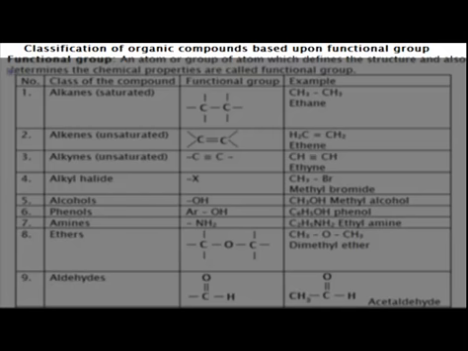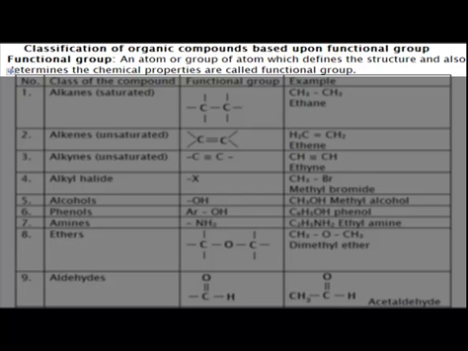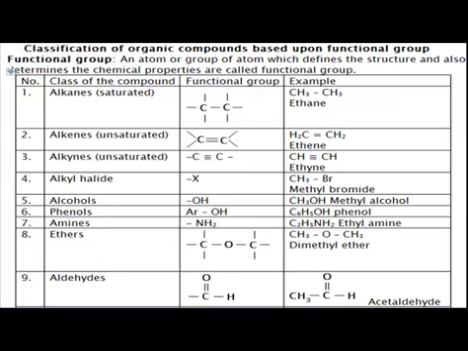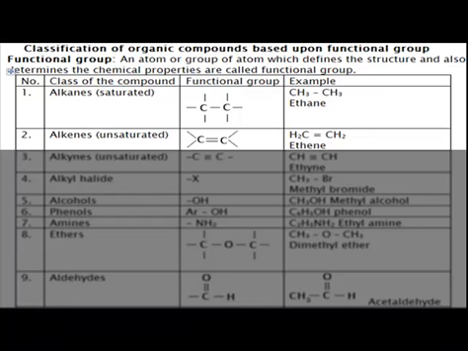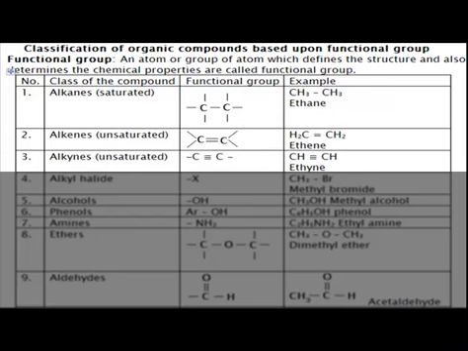Classification of organic compounds based on the functional group. Functional group. An atom or group of atoms which defines the structure and also determines the chemical properties is called a functional group. The table showing classification of organic compounds based on the functional group is given. Alkanes, saturated. Example, ethane. Alkenes, unsaturated. Example, ethene. Alkynes, unsaturated. Example, ethyne.